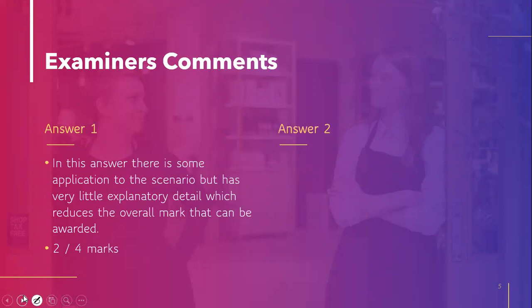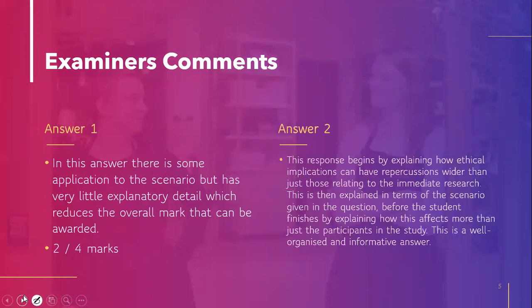When we look at answer 2, this response begins by explaining how ethical implications can have repercussions wider than those just relating to the immediate research. So actually, they've given it in a little bit more detail. Not tons of detail, but a little bit more, that it goes beyond those in the research and can affect other individuals and social groups. So they're showing that they have the knowledge and understanding that there are wider implications for those beyond the research, and that's why it's called socially sensitive research. So this is then explained in terms of the scenario.